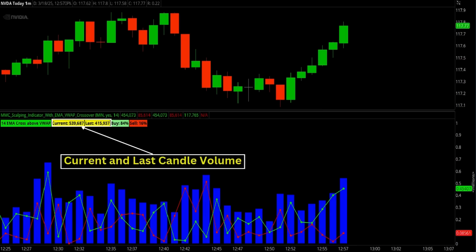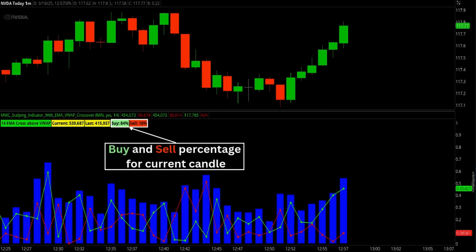The yellow labels show the volume of the current and last candle to close, and may notify the trader of a possible shift in interest as the volume increases or decreases with price. This can help them make informed decisions quickly.